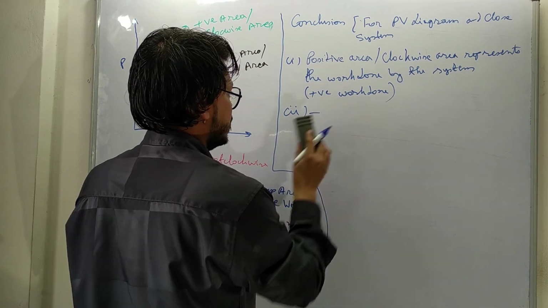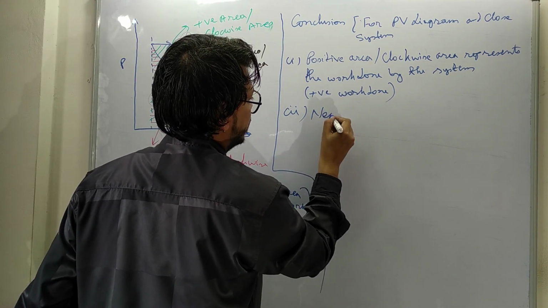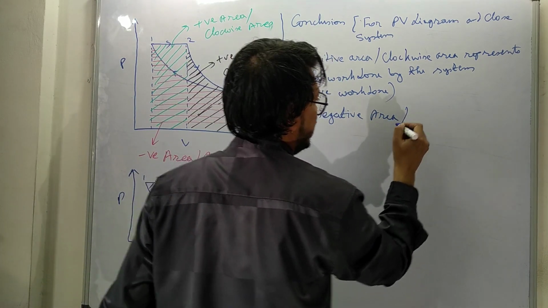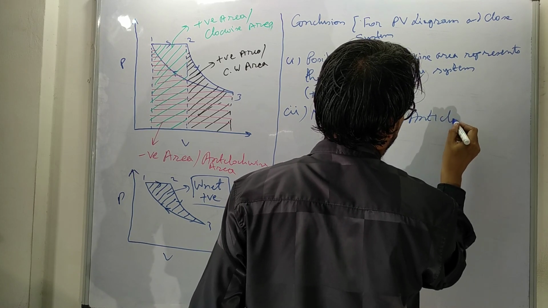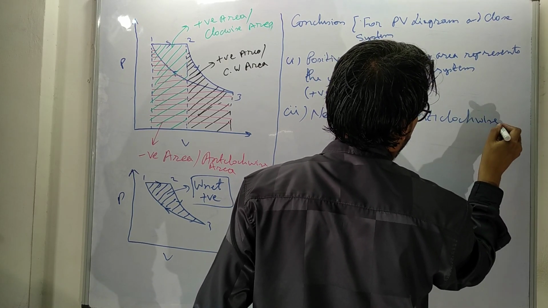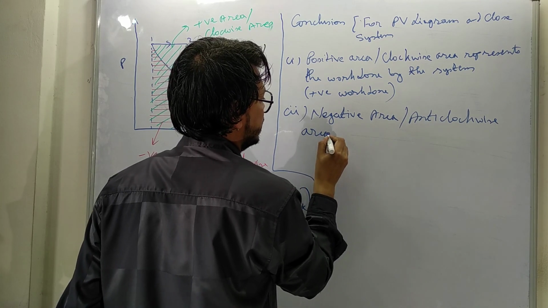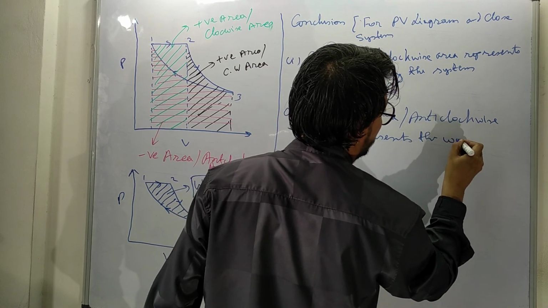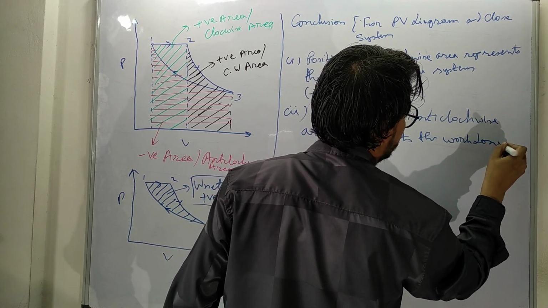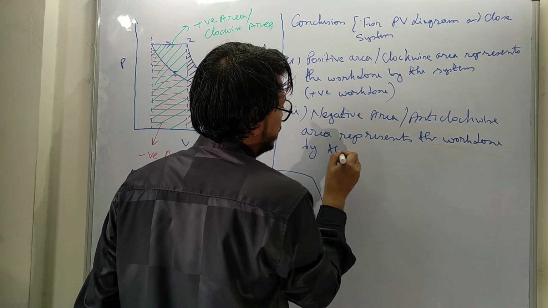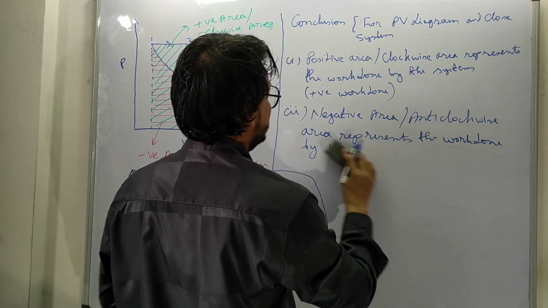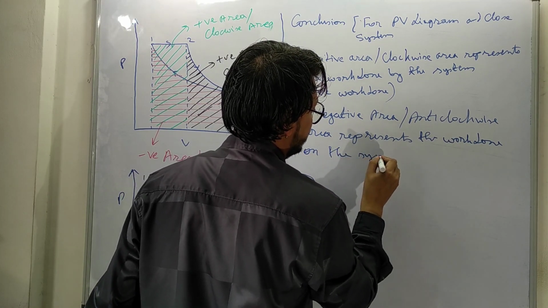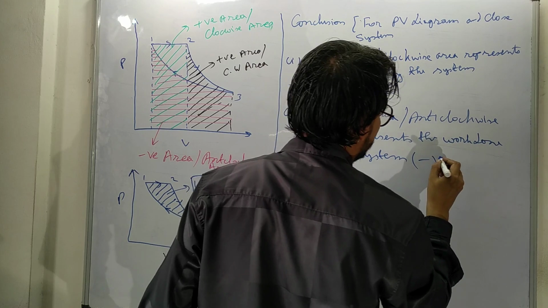Number 2: a negative area, or anti-clockwise area, represents the work done on the system. That is negative work done.